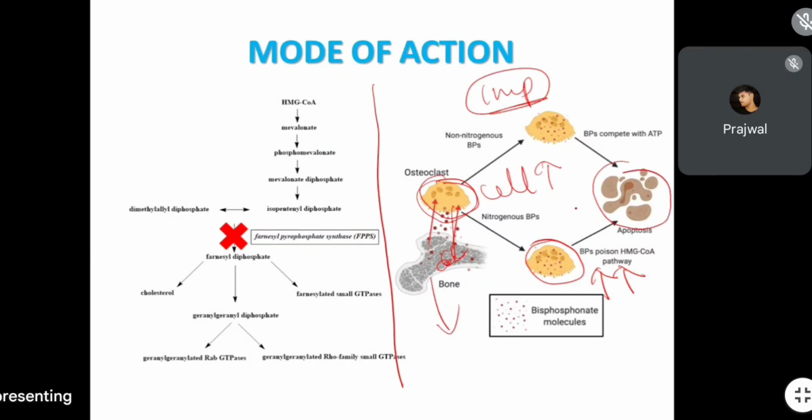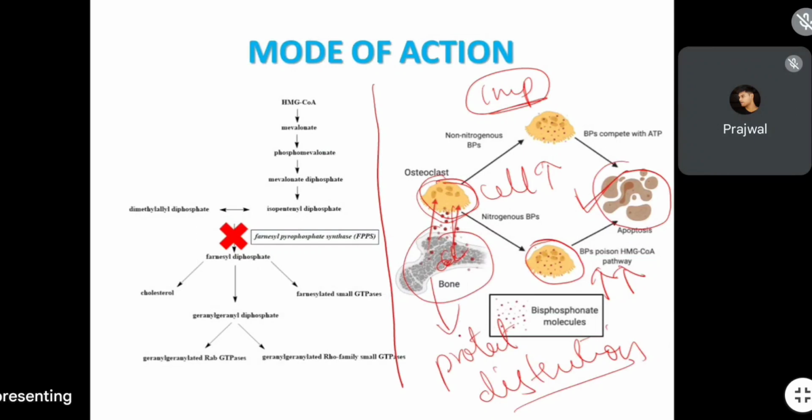When the osteoclast cell is immediately destroyed, what will happen? It will replace the bone, it will stay in the bone, and it will protect the bone from destruction. This is one mechanism of bisphosphonates.